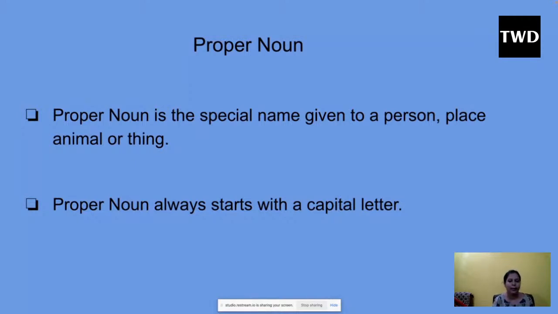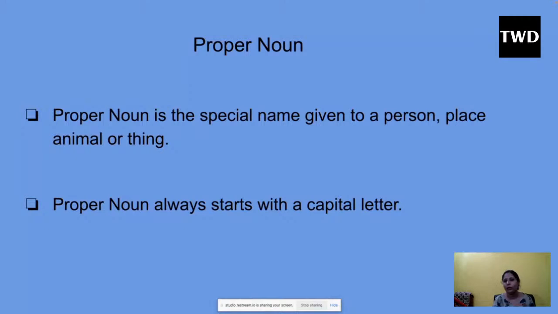Now say for example, if I say hey boy come here, is it Animesh or Divesh or Ananta who is going to come? You would get confused about whom ma'am is calling, right? So I have to take the specific name of whom I'm calling, and that person would understand and then come to me to listen to what I'm telling, right? So proper noun is a special name given to a person, place, animal, or thing. Here I only gave examples of person.